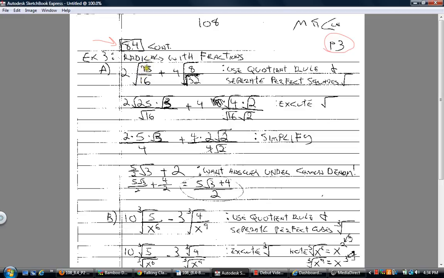Can you take 75, break it down into 25 times 3? You're looking for those perfect square roots. That's your driver right here. Okay, 16 is a square root. It's going to be perfect, so that's fine, nothing to change there.